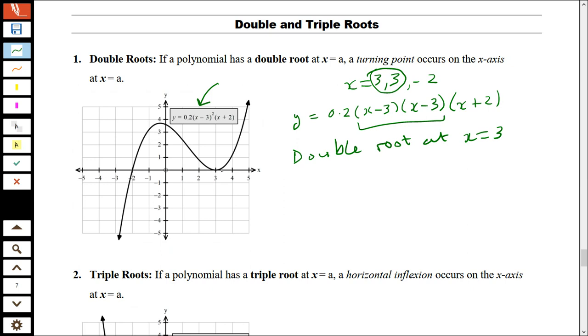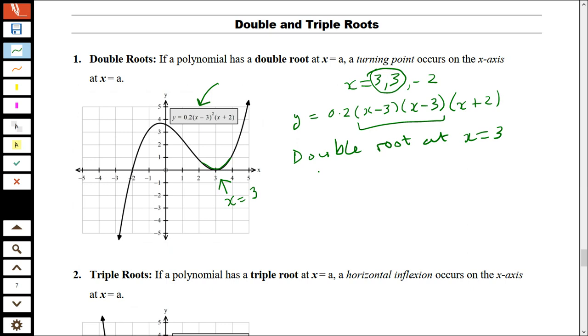Double root. Now, what's special about this graphically is that at the double root, you have a turning point right on the x-axis. It touches the x-axis. It doesn't cross it, it just touches it. We actually say the x-axis is a tangent to the polynomial at that point. So for a double root, you've got your turning point right there at x equals 3, because the double root is at x equals 3, and that's exactly where the turning point occurs.